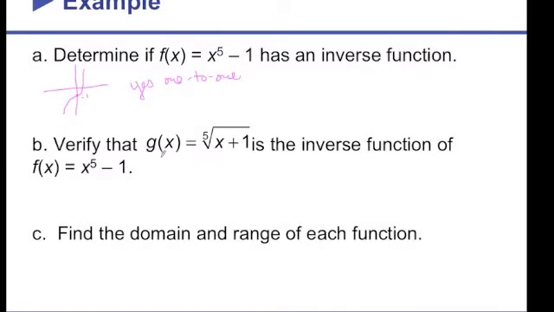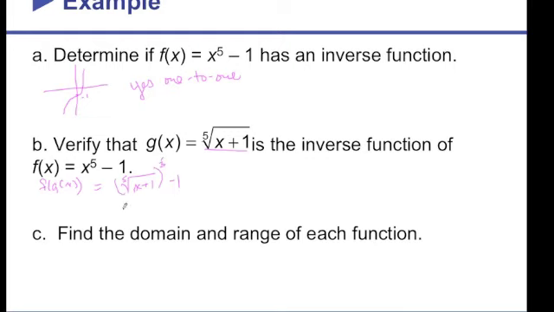Verify that g of x equals the fifth root of x plus 1 is the inverse function. Well, to find that, I'm going to find f of g of x first. So I'm going to start with f of x, and I'm going to fill in this value for g of x. So I'll take the fifth root of x plus 1 and then subtract 1. Raise that to the fifth power and then subtract 1.